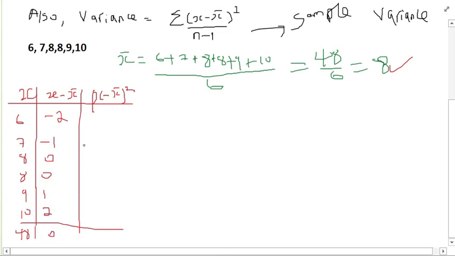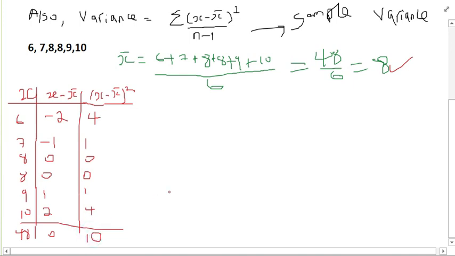Alright, then we are going to square this. That is x minus x bar squared. We are going to square whatever we have in this column, just square it and bring it here. Minus 2 squared is 4. That is minus 2 times minus 2. Like I said earlier, when you square a negative, you have a positive. Minus 2 squared is 4. Minus 1 squared, that is minus 1 times minus 1, is 1. 0 squared is 0. 0 squared is 0. 1 squared is 1. 2 squared is 4. Alright, then let us add everything. 4 plus 1 is 5, plus 1 is 6, 6 plus 4 is 10.